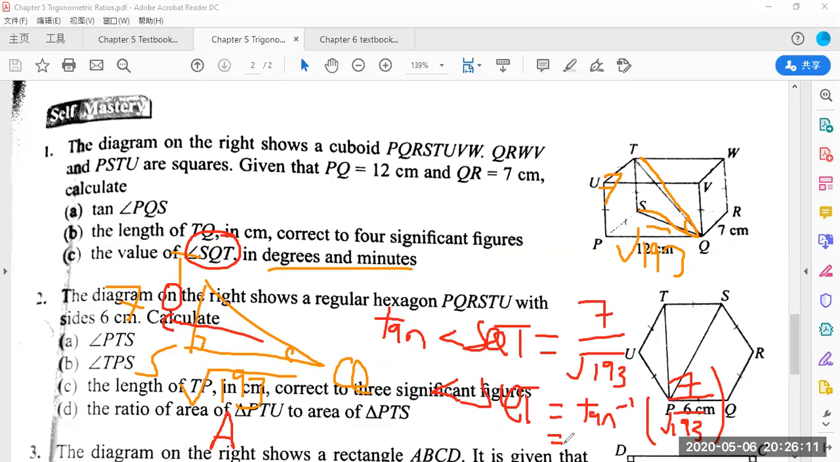We need to show it in degrees and minutes. The answer is 26 degrees 45 minutes. We need to round up because there are 31.96 seconds, which is bigger than 30, so we need to round up. So we find this answer: 26 degrees 45 minutes. Okay.